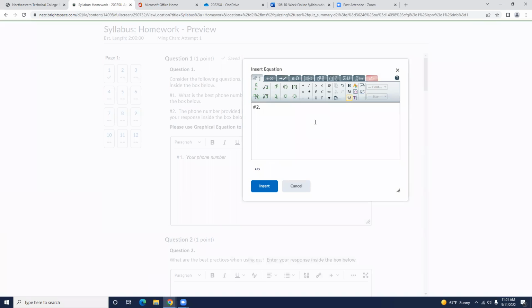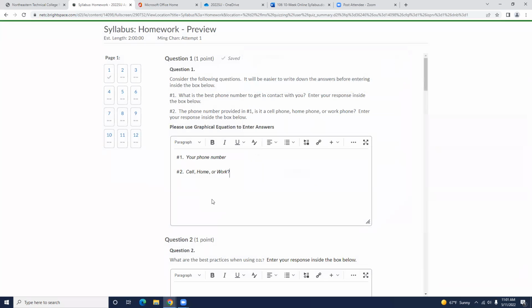So the phone number you provided in number one, is it a cell, home, or work number? Just tell me which one is which.